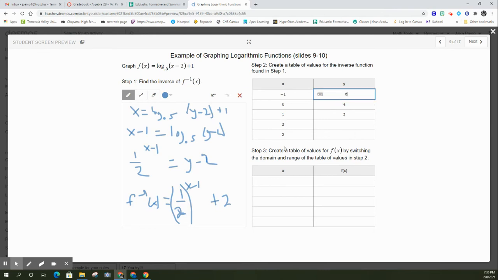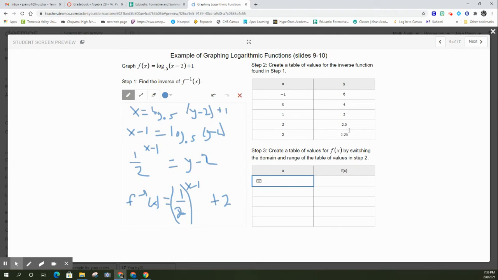We can plug these in as well, but we know it's just going to be close to 2. If I plug in 2, I get 1/2 to the first, which is 1/2. 1/2 plus 2 is 2.5. You plug in 3, you get 1/2 to the second, which is 1/4. 1/4 plus 2 is 2.25. So these numbers are just going to get closer and closer to 2. So we flip the table.